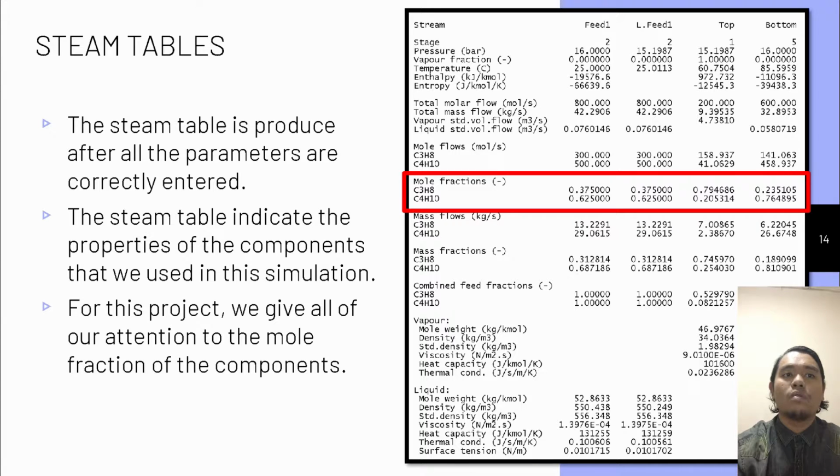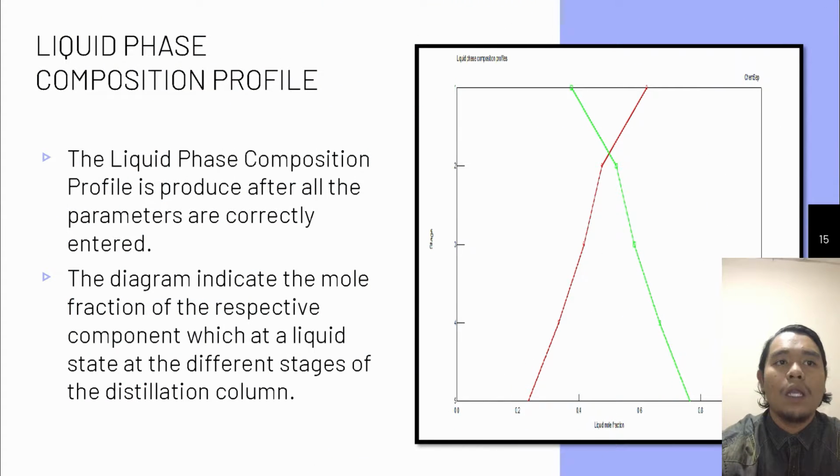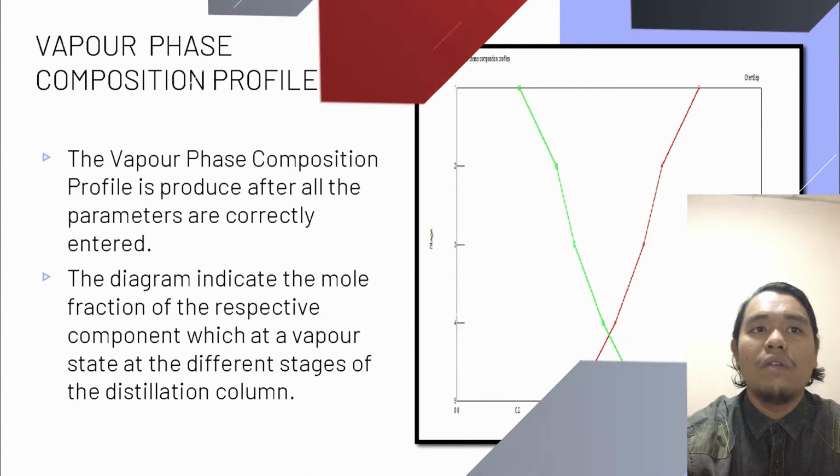The steam table is produced after all the parameters are correctly entered. The steam table indicates the properties of the components that we use in this simulation. For this project, we focus on the mole fraction of the components. The liquid phase composition profile is also produced after all the parameters are correctly entered. The diagram indicates the mole fraction of the respective component in a liquid state at the different stages of the distillation column.